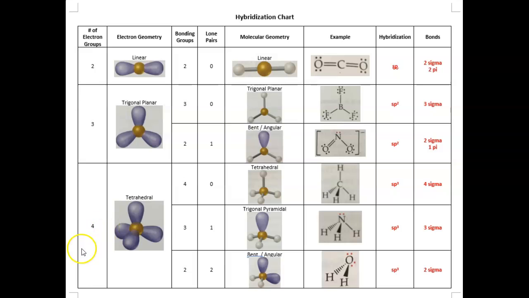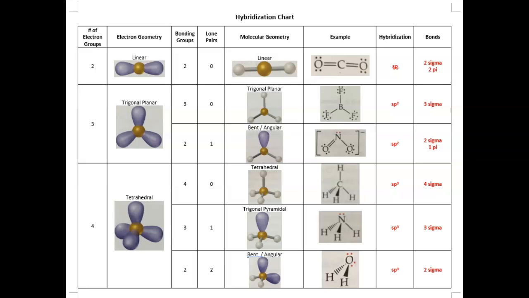So down to this 4 electron group region of the table, remember, if there's 4 electron groups, that doesn't mean they're all bonding groups. They could all be bonding groups, and then it's a tetrahedral molecular geometry, or 3 of them could be bonding groups, and 1 of them could be a lone pair. Or 2 of them could be bonding groups, and 2 of them could be lone pairs. But in all 3 cases, it's sp3 hybridization. Remember, sp3 means that an s orbital and all 3 of the p orbitals hybridized.